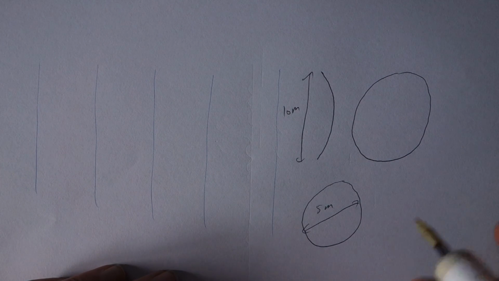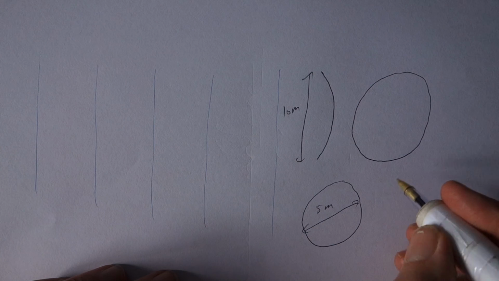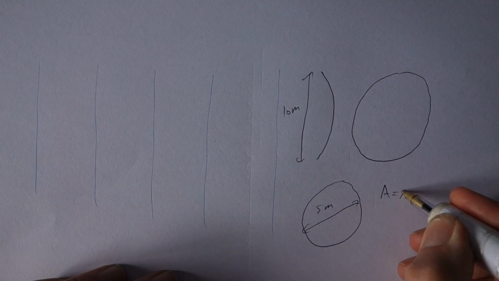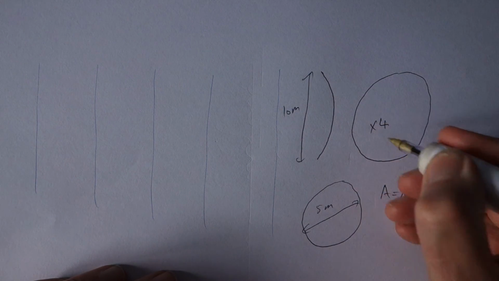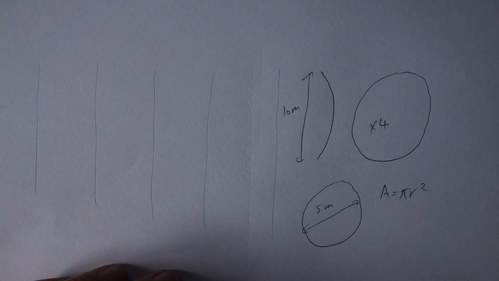But of course what we're interested in is the ratio of the areas, and the area is pi r squared. Of course you knew that. So this area is 4 times more than that area, so it's got 4 times the collecting power because it collects 4 times the photons.